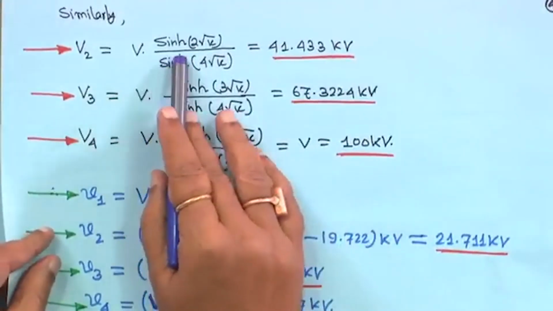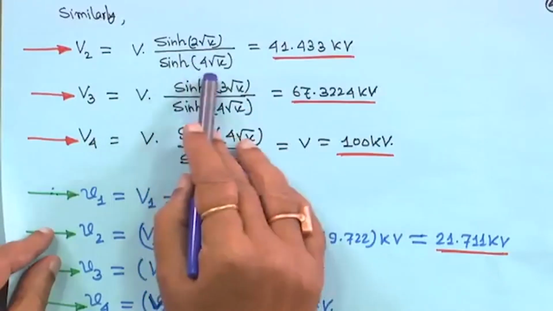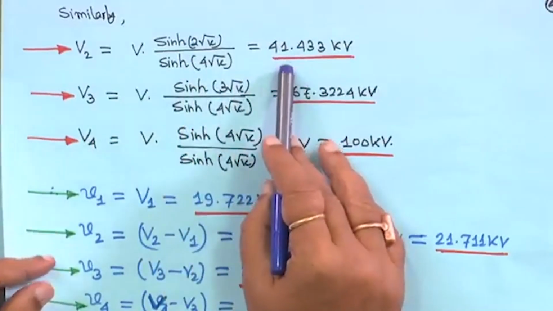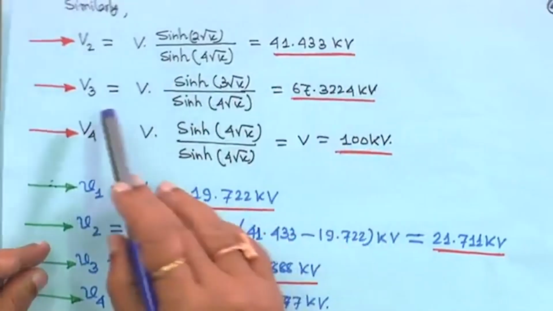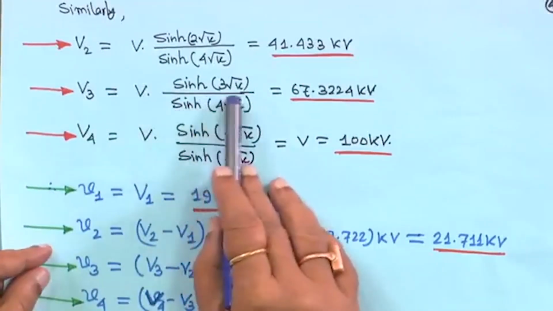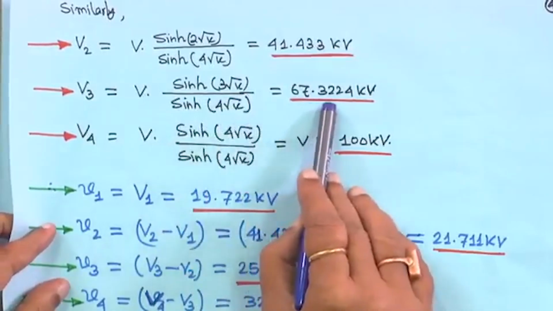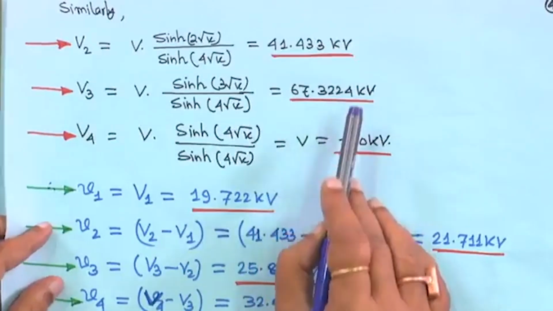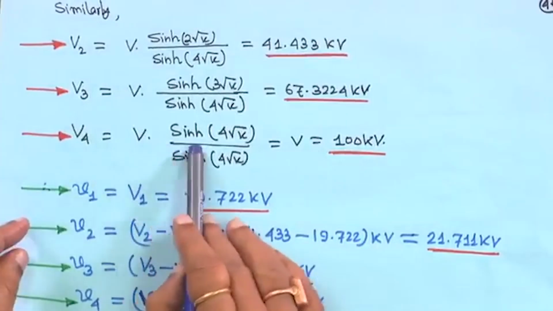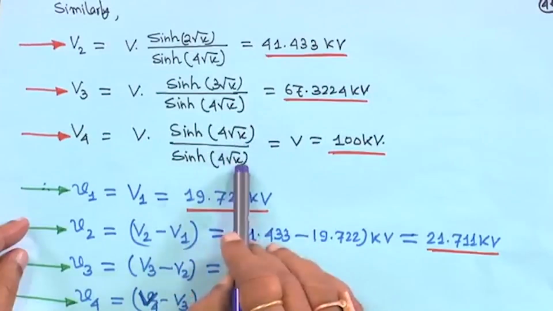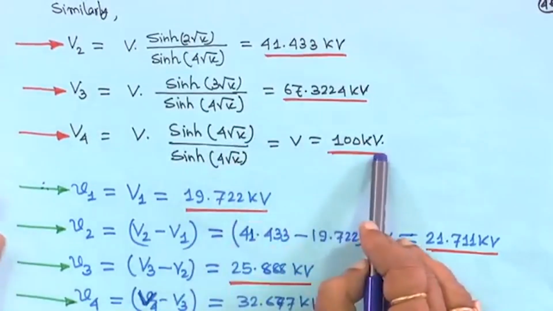V2 is equal to V into sinh(2 root k) by sinh(4 root k); you will get 41.433 kV. Similarly, V3 is sinh(3 root k) by sinh(4 root k); you will get 67.3224 kV. Similarly, V4 is equal to V sinh(4 root k) by sinh(4 root k), this is the same, so it will be V, 100 kV.